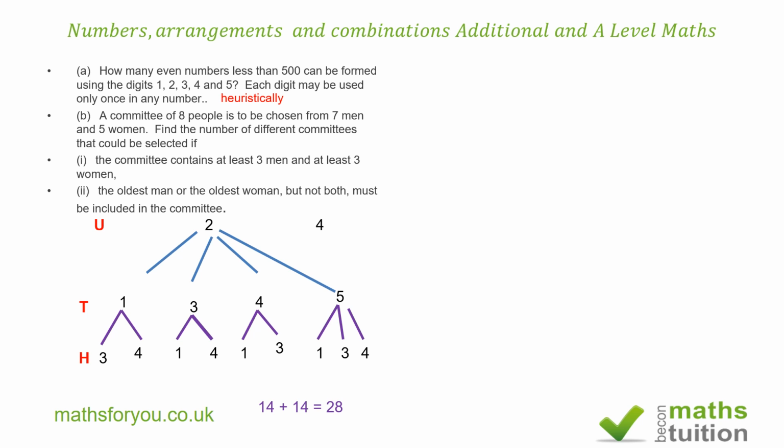Okay, now for B, we are supposed to form a committee of 8 people from 7 men and 5 women, and the condition is that there are at least 3 men and at least 3 women.